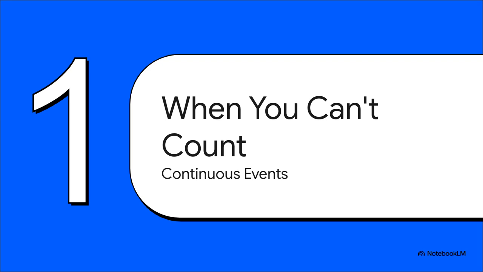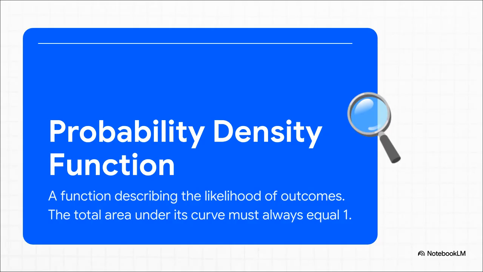Okay, so if we can't just count the outcomes, what do we do? We need a new rule book, a whole different kind of tool. And that tool is called a probability density function. It's the absolute foundation for everything we're about to get into. Now, don't let that name scare you off. A probability density function, or PDF for short, is really just a graph, a curve that shows you where results are most likely to land.